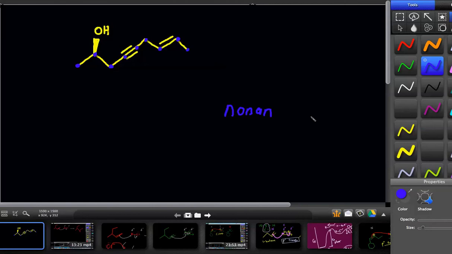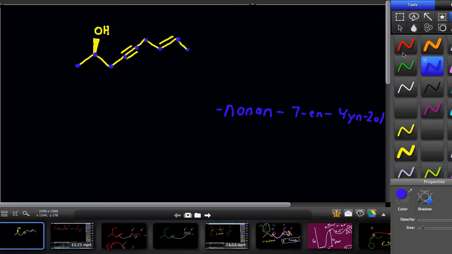Now it's not going to end up being nonane because I'm going to have a double bond and a triple bond, and of course an alcohol to account for. So how about non-an 7-ene, 4-yne, 2-ol. And then we just need to account for the stereochemistry.